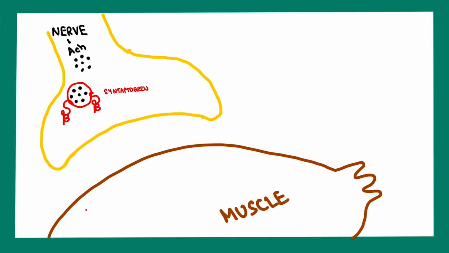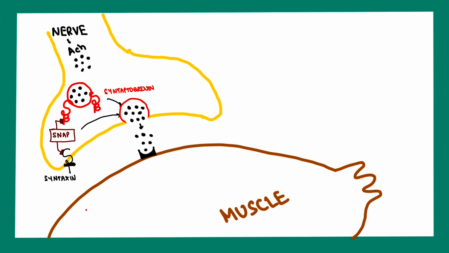contraction. For this fusion, there are 3 proteins needed. One is synaptobrevin, another is syntaxin, and another is SNAP protein. This SNAP protein fuses the synaptobrevin and syntaxin and makes the acetylcholine vesicles exocytose into the synaptic cleft, so that acetylcholine acts on the acetylcholine receptors on the muscle fibers that will stimulate the muscle contraction. This is the normal physiological process.